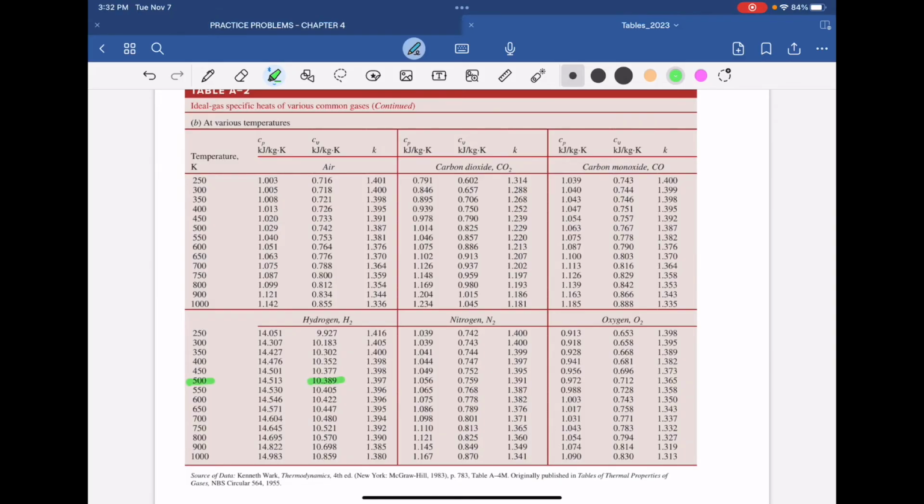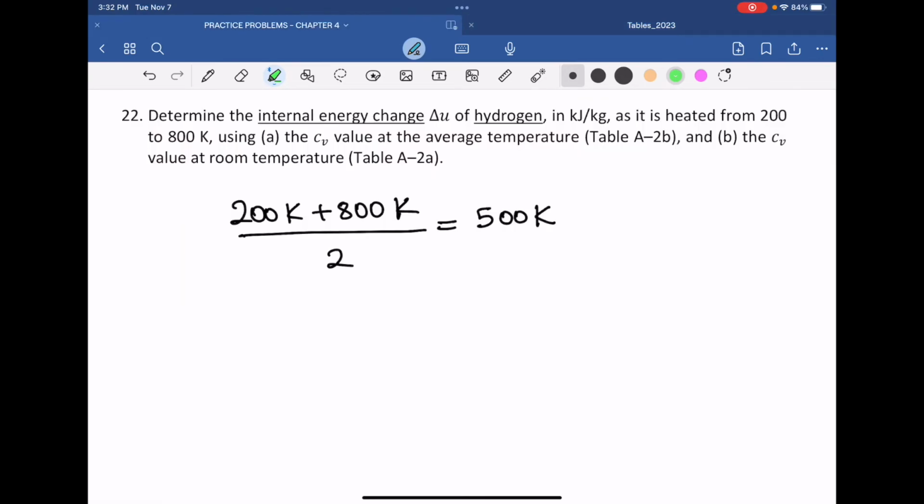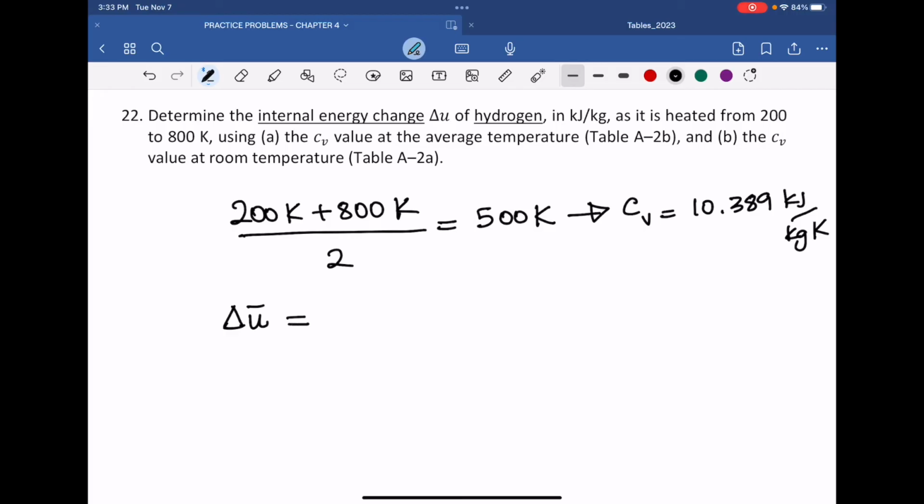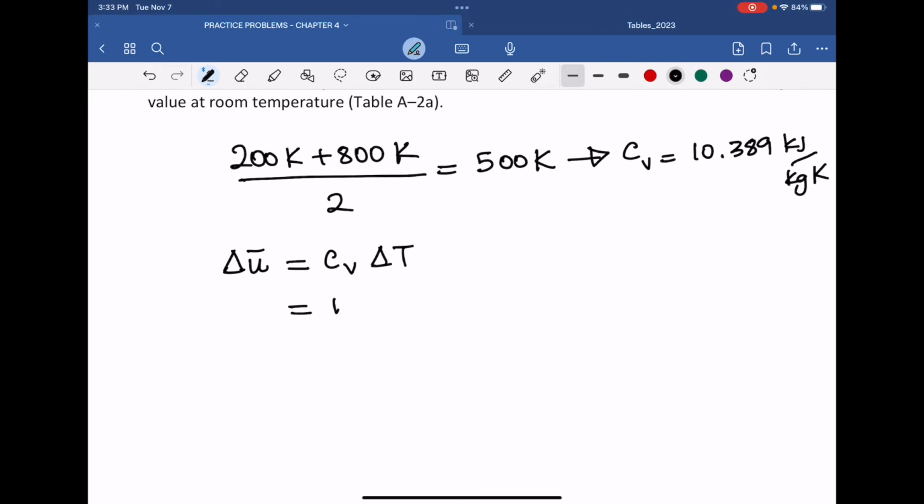At 500, CV is 10.389. We go back for this average temperature. CV average is excellent. Now we can calculate the internal energy change in kilojoule per kilogram, because it is just CV delta T.